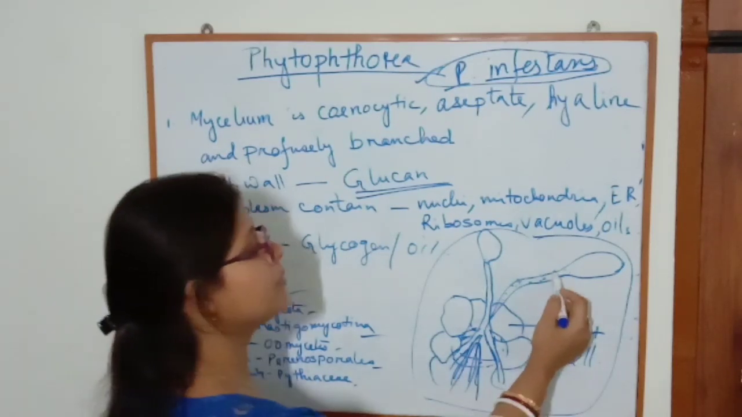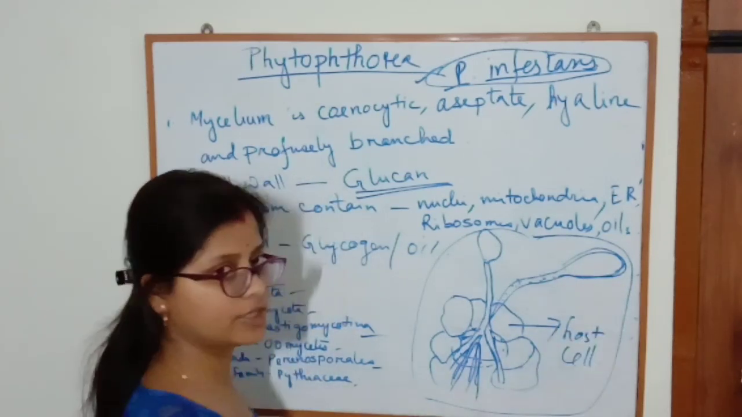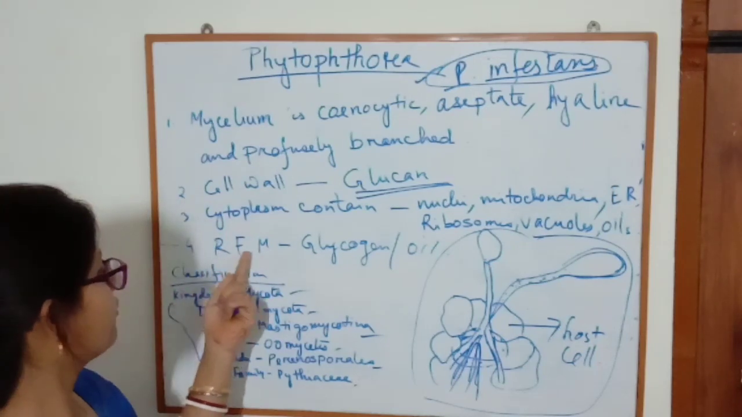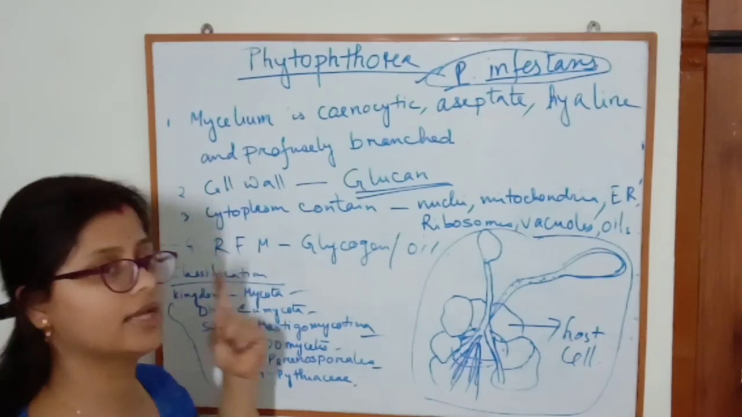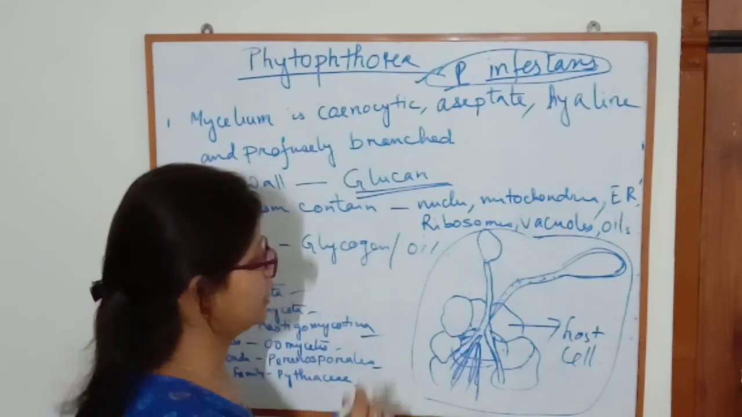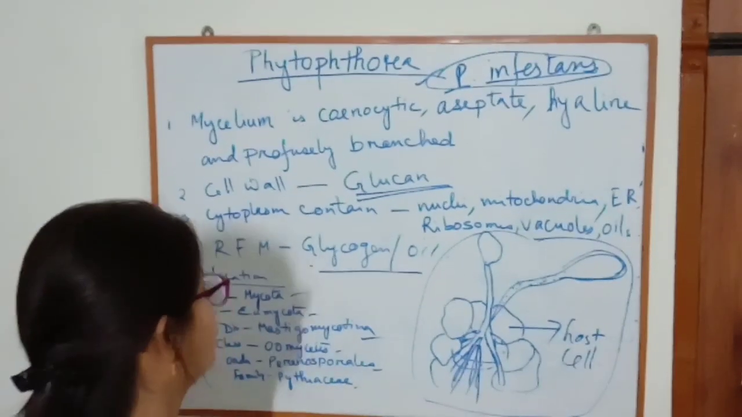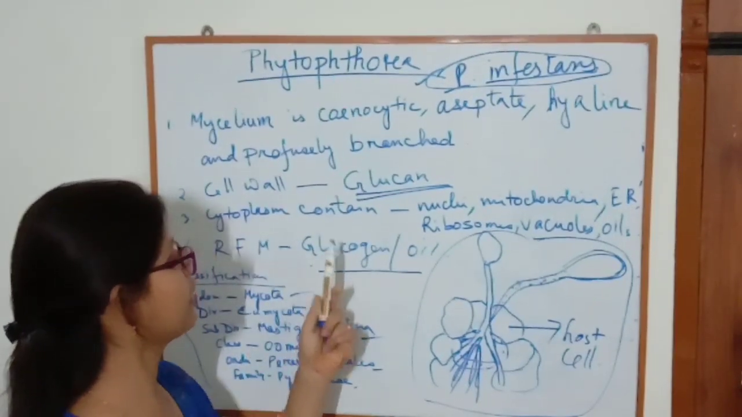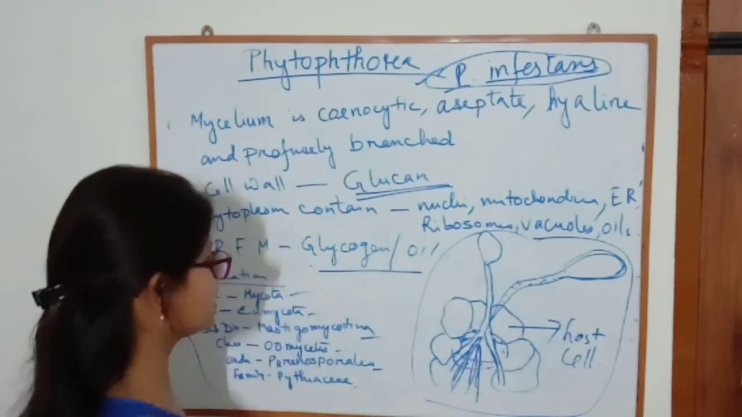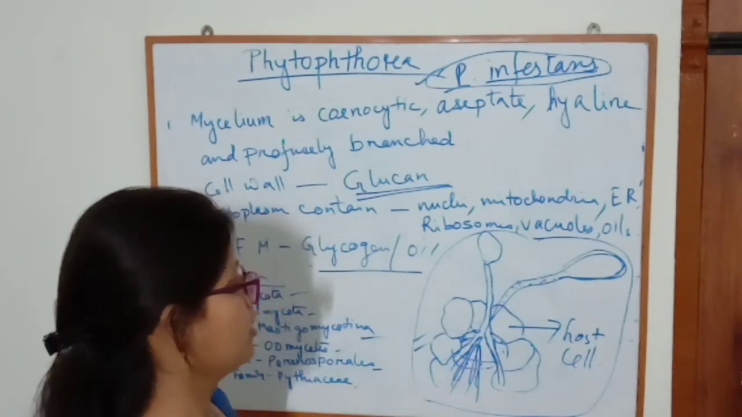Then at the tip of the mycelium, sporangia are developed. It is a reproductive part. Later on we will discuss this. Then RFM, that means reserved food material. The reserved food material of Phytophthora is glycogen or oils. So this is the graphical structure of Phytophthora.